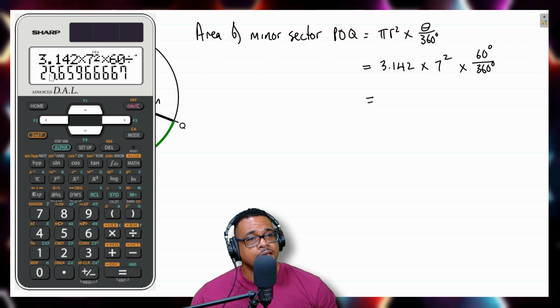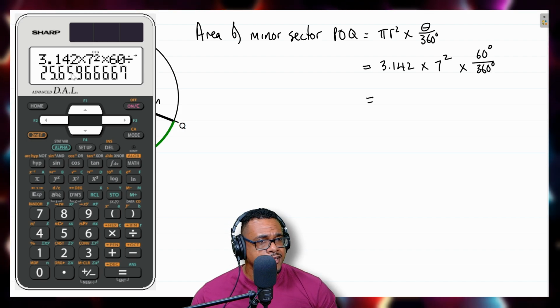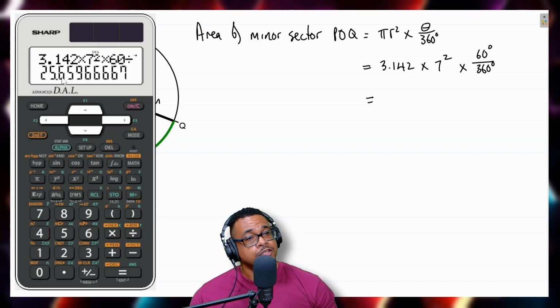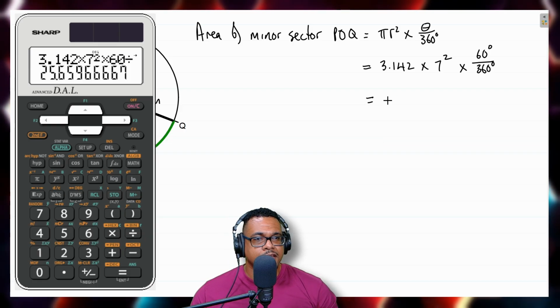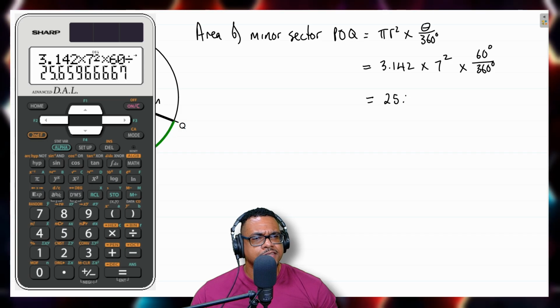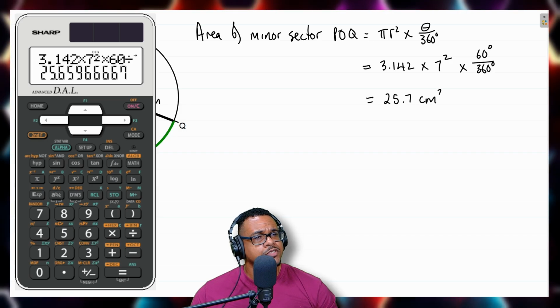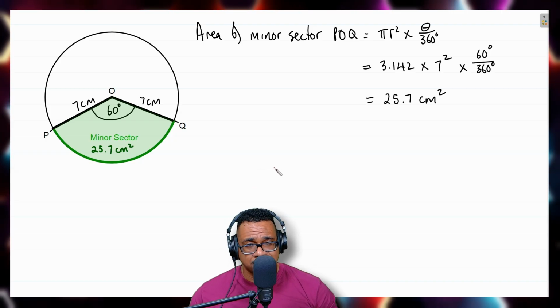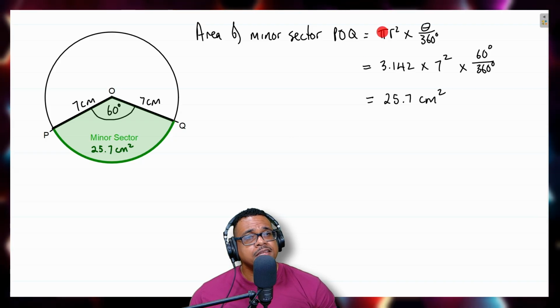Press equal, and we get 25.65. So to 3 significant figures, that's just 25 point. Stop at the 6. After the 6 is a 5, so 25.7. So I have 25.7 centimeters squared.